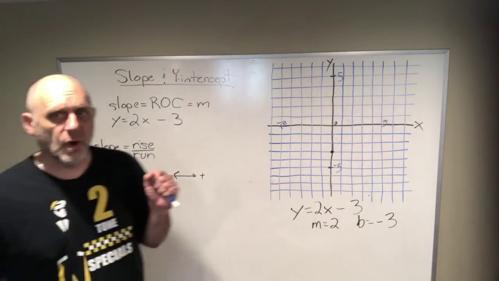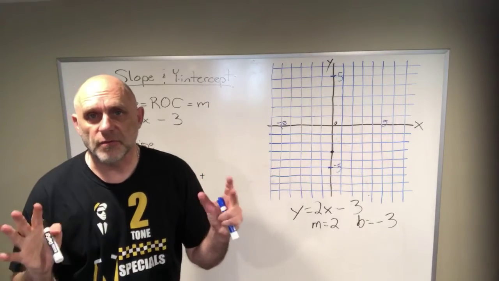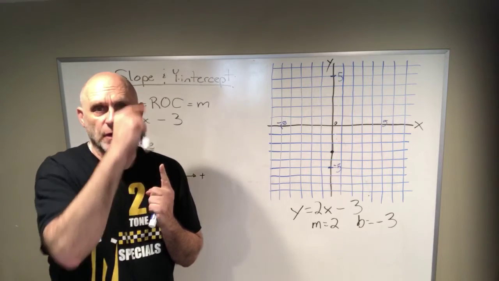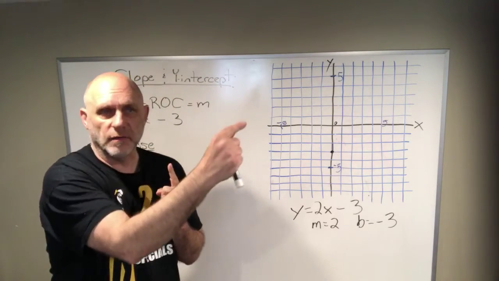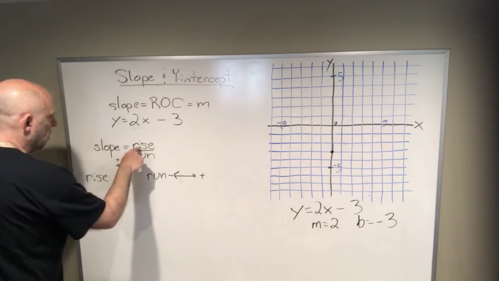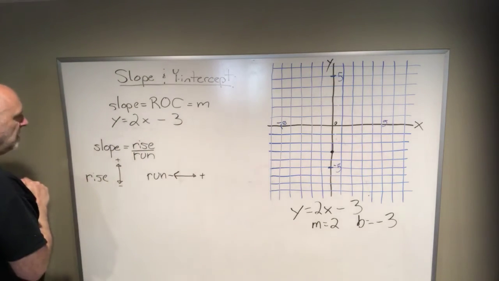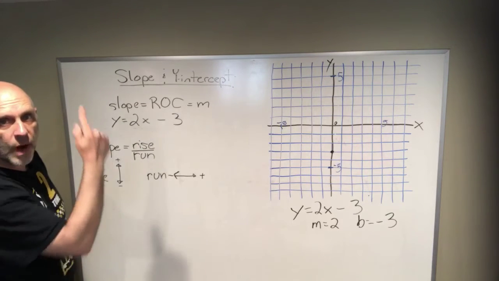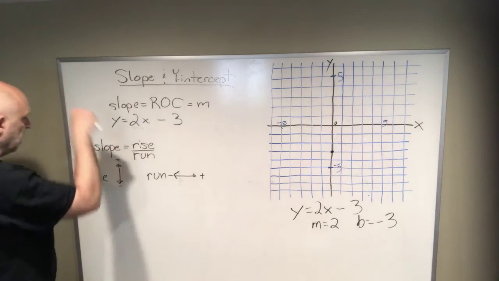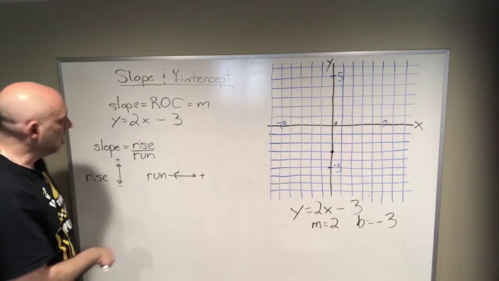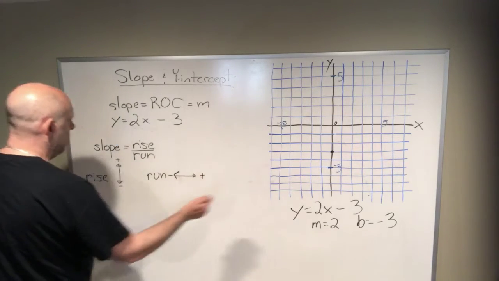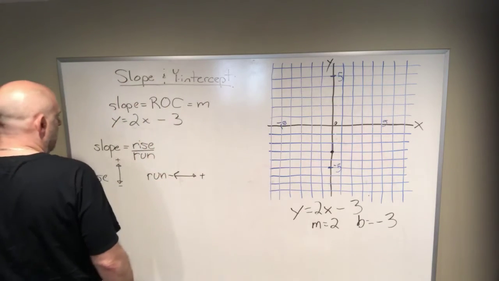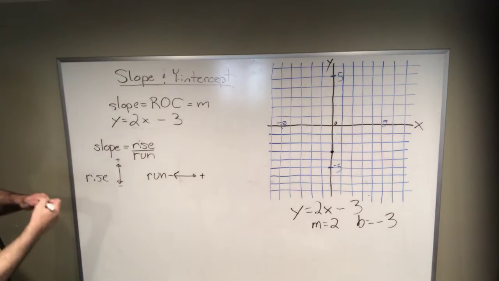Now, slope means rise over run. And this is how it defines how steep it is. When you're at one point, how far do you go up and how far do you go across? The number on top means how far you go up or down. If the number on top is positive, it means you go up. If the number on top is negative, you go down by that amount. The run is left to right. Just like on the graph, right is positive, left is negative. So our slope is 2.